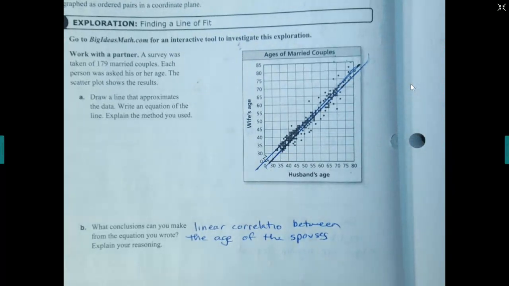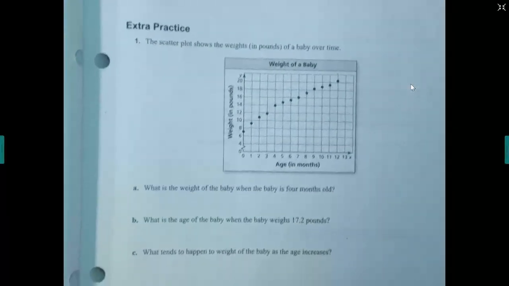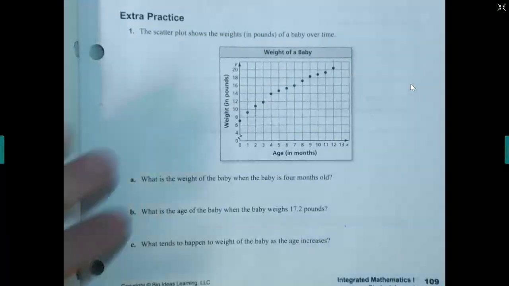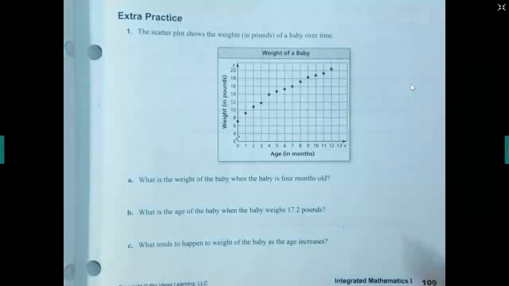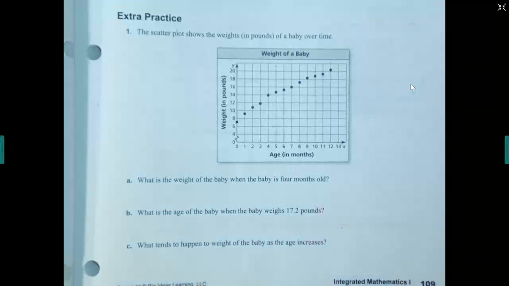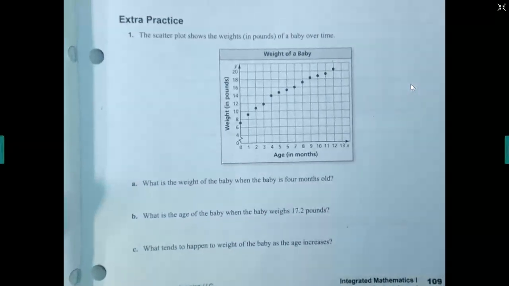So, okay. Now if you'll turn with me to page 109, we'll go straight into the extra practice. I'll do the evens, well, plus number 1. I'll do the evens and number 1. You do the odds, and then you'll have the worksheet to do.